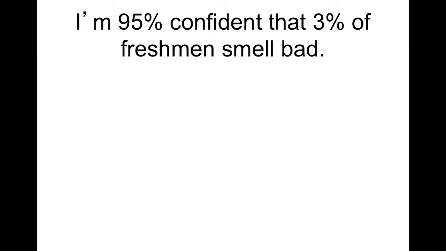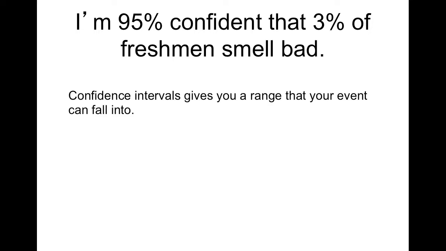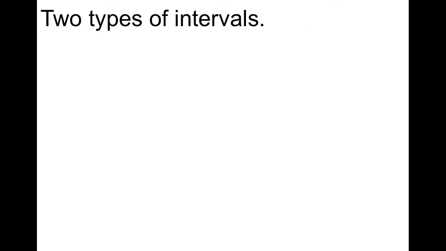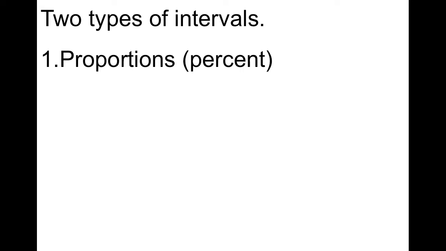Maybe the percent of freshmen that smell bad is a little higher, maybe it's a little lower, but I'm not locked into that 3%. So confidence intervals give you a range that your event can fall into. There are two types of confidence intervals we're going to look at. Proportions, which is percentages, which is just saying, okay, I'm 95% confident that 20 to 30% of E-Town students are doing something. We're talking about a group of the population and we're looking at that percentage.